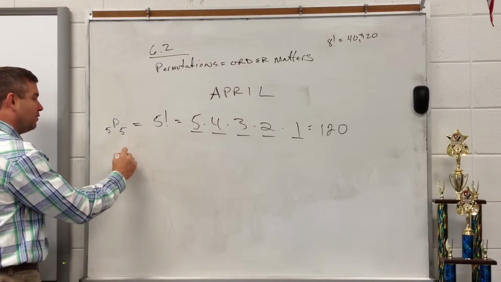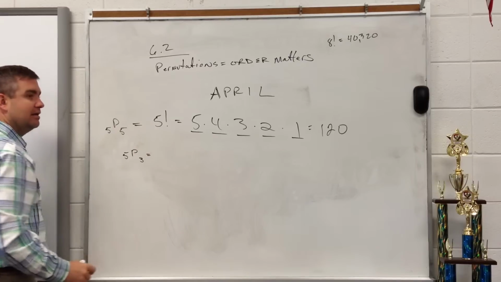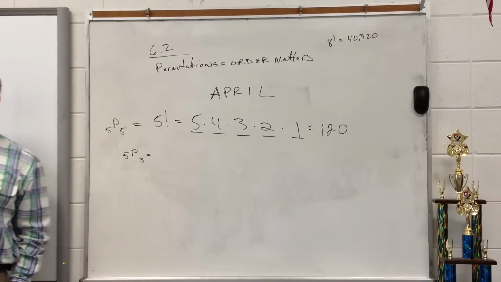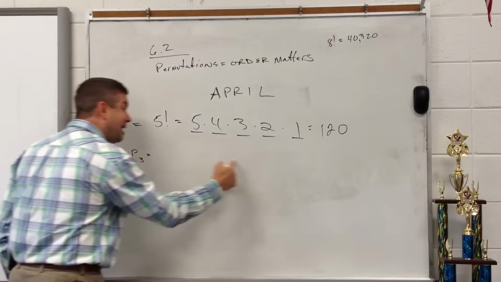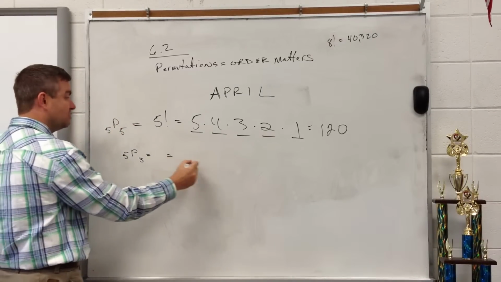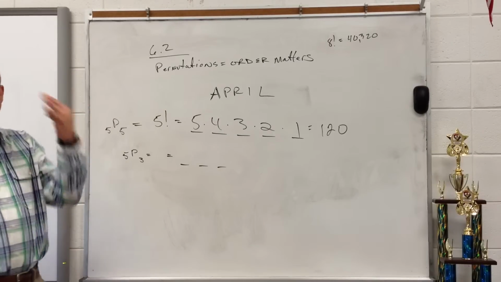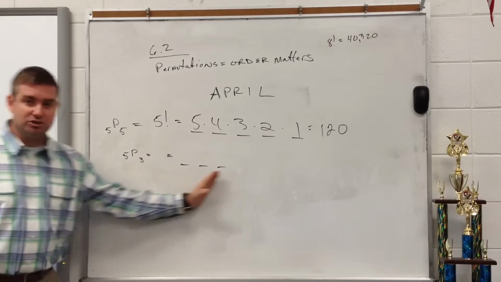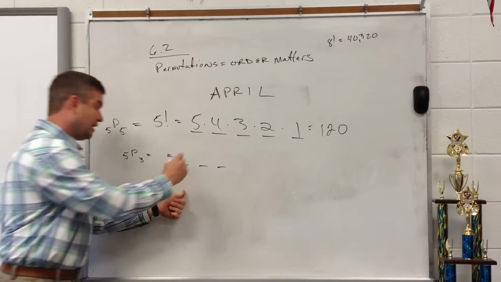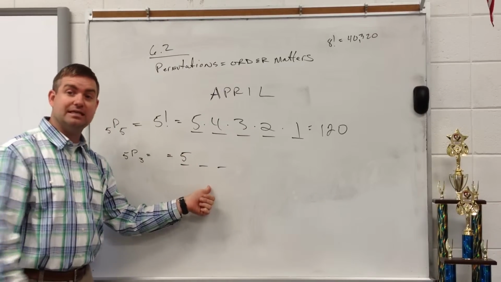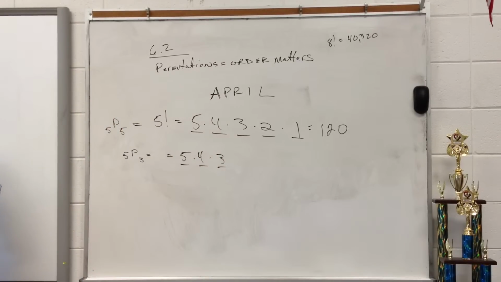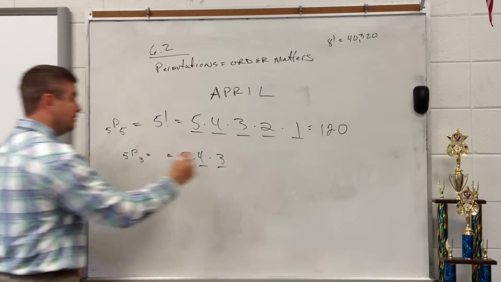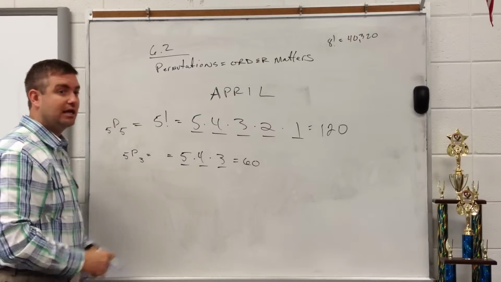But let's say that I want to say 5 choose 3. If I only want to choose 3 blanks, not all 5, how would this impact things? Instead of 5 blanks, there are only going to be 3 blanks. I'm only choosing 3. But did the numbers change? How many choices do I have for the first blank? 5. How many for the second blank? 4. And how many for the third blank? 5 choose 3 is simply 5 times 4 times 3, which is 20 times 3, which is 60.